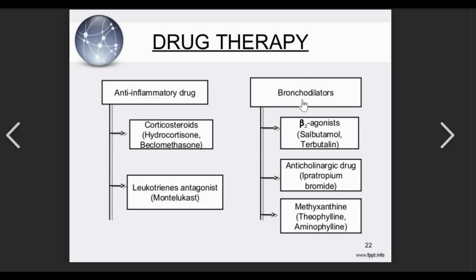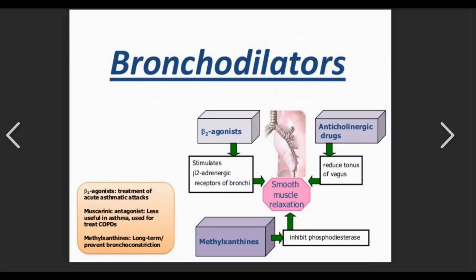Some of the examples of bronchodilators are beta-2 agonists. The bronchodilators are classified into 3: beta-2 agonists, anticholinergic and methylxanthine. Now let's look more into bronchodilators. What do bronchodilators do? They relax the smooth muscles. Remember, in the anatomy we learned the airways are surrounded by the smooth muscles. When the smooth muscles relax, it dilates the airways.